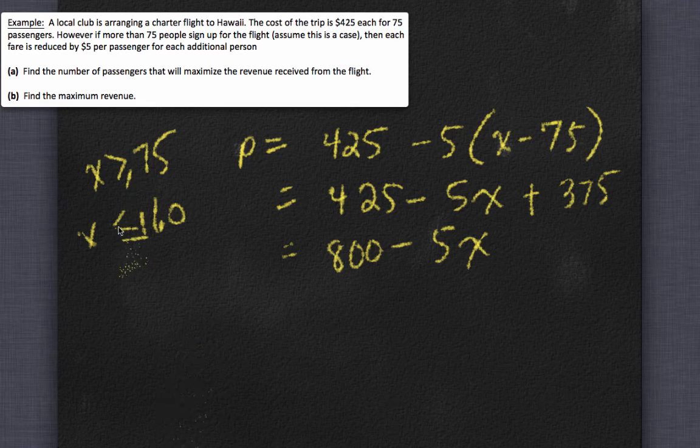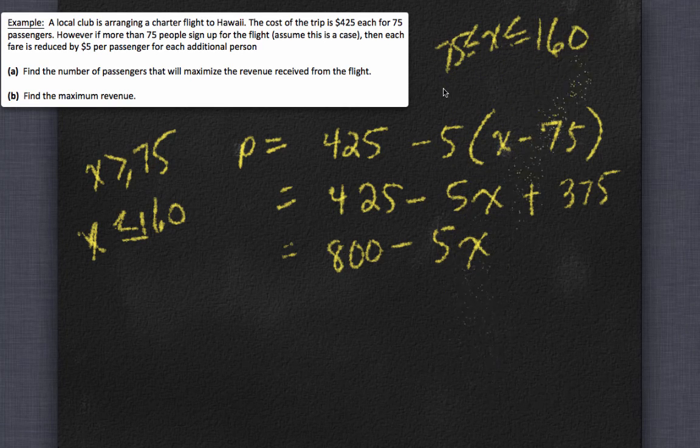And you could put equal signs on there, assuming they'll let you fly for free if you get that many people. Of course they won't, but anyway, the restrictions as they are listed in the problem, it would be like this. x has to be between 75 and 160. At 75, there's no reduction, so it's just 425 instead of this. And then at 160, the price becomes 0.